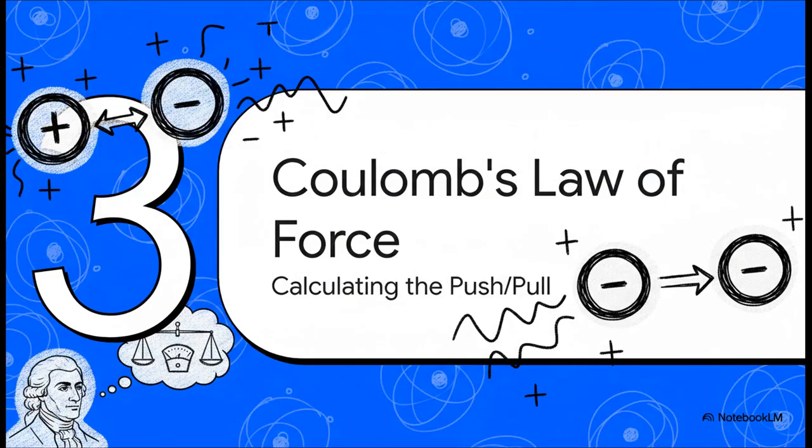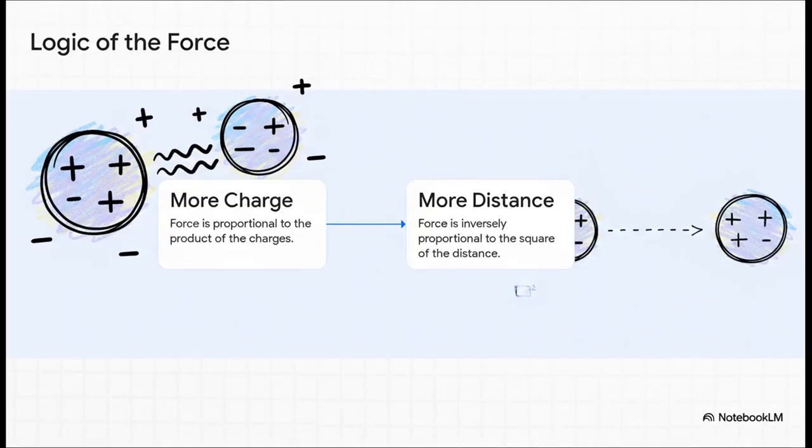So we know charges push and pull on each other, but how hard? I mean, can we calculate it? Well, yeah. Back in the 18th century, a physicist named Charles Coulomb figured out a way to do it with incredible precision. Now, before we see the whole formula, the logic behind it is actually pretty intuitive. First, pretty obvious, the more charge you have, the stronger the force. Makes sense. But second, the force gets weaker the farther apart the charges are.